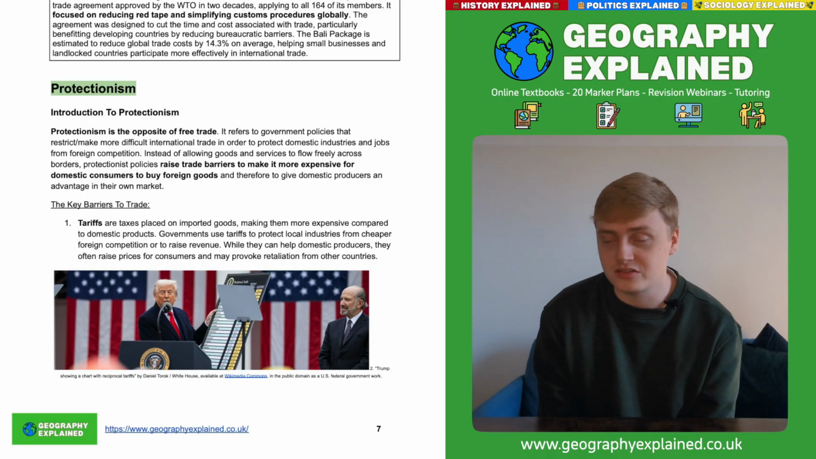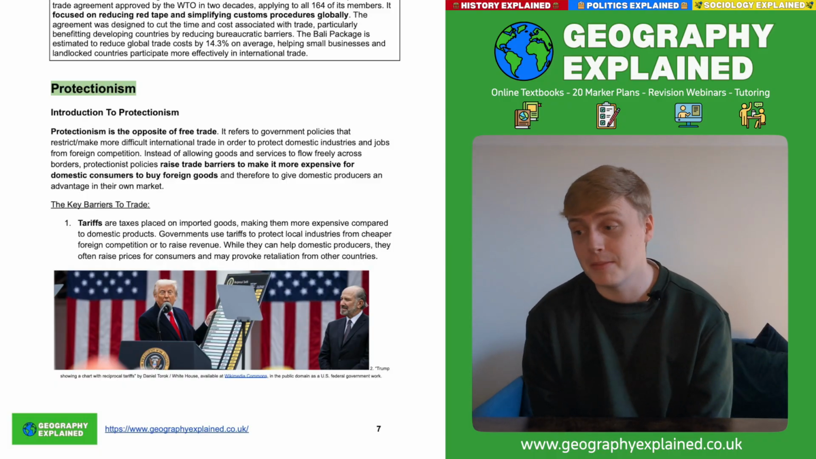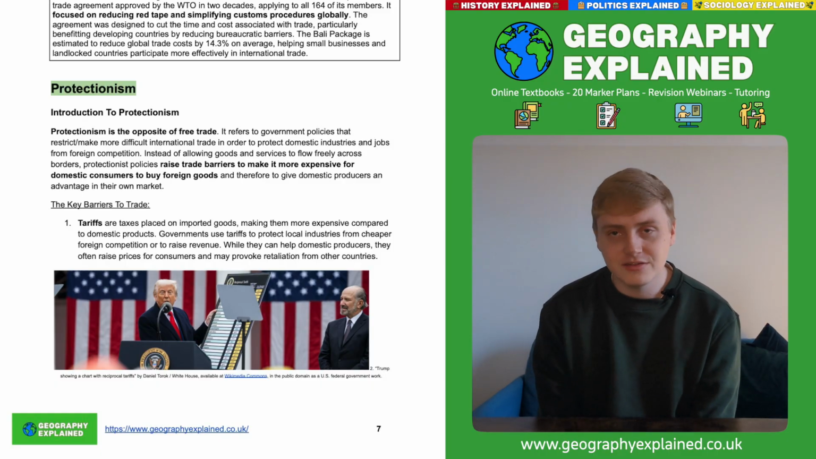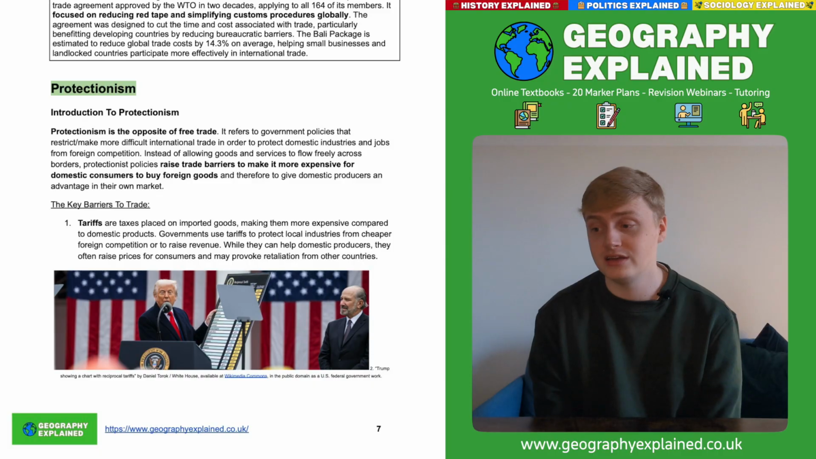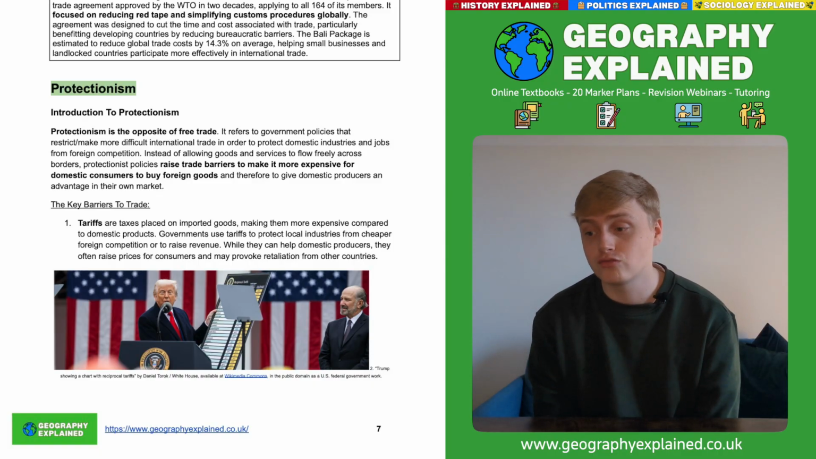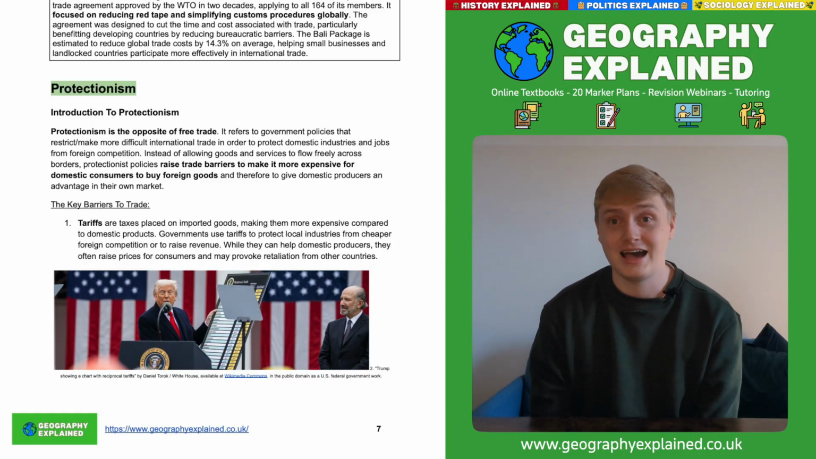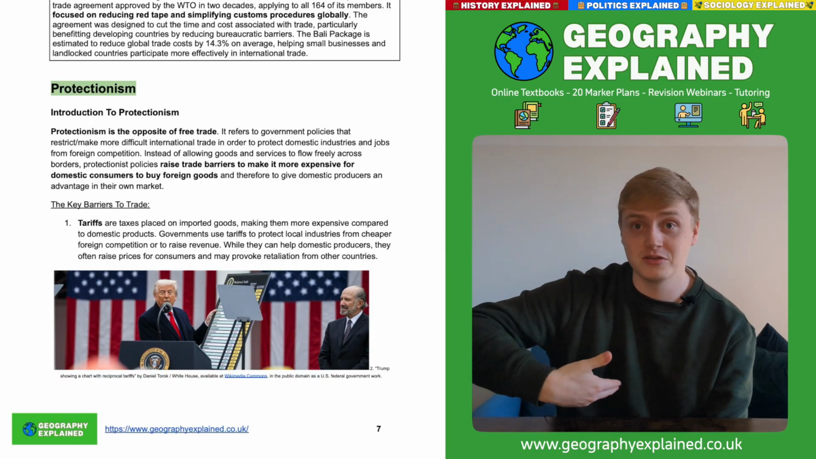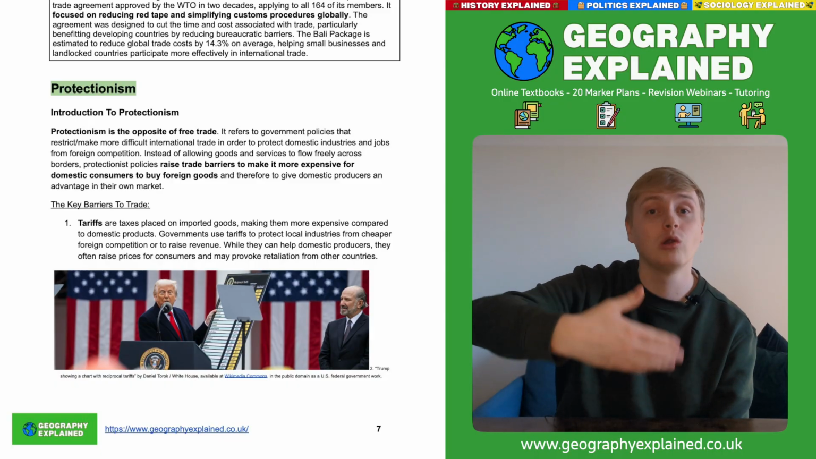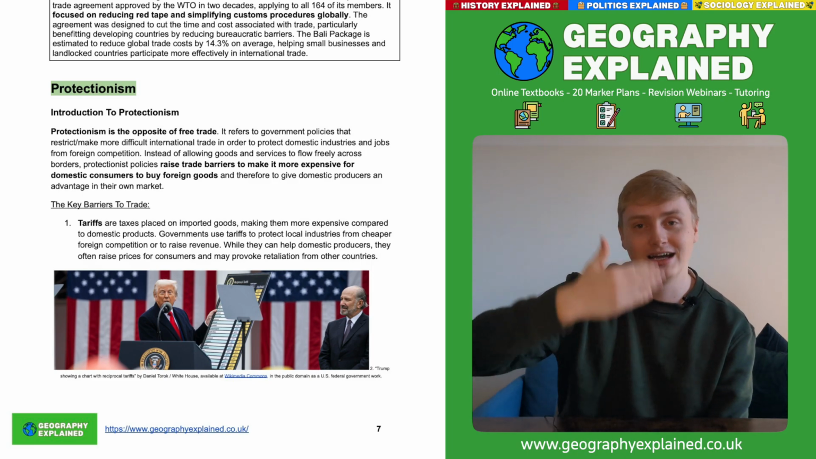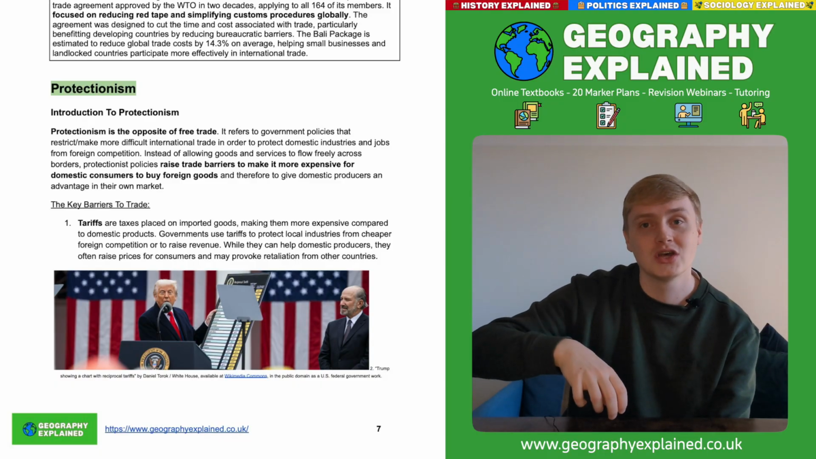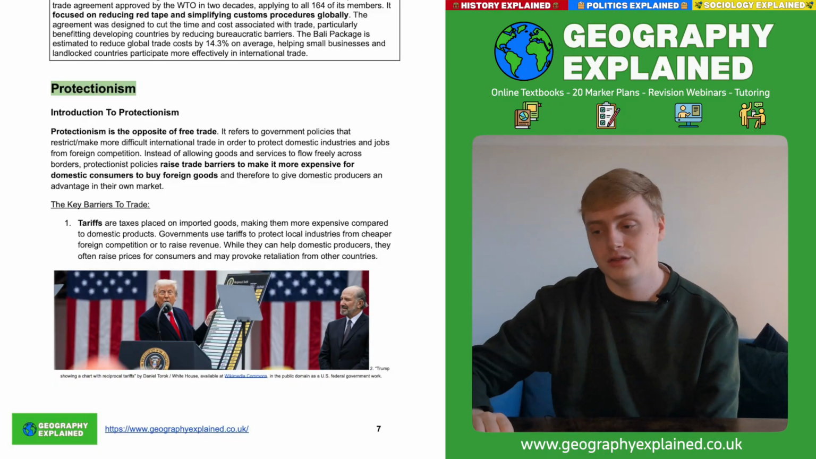And that's for a number of reasons. It can be to protect or promote domestic industries, so a country's own industries, from foreign competition. Instead of allowing goods to flow freely between different borders, protectionist measures raise trade barriers to make it more expensive for domestic consumers to buy foreign goods. Therefore, if I'm in the UK and it's made more expensive for me to buy, for example, a computer from Japan, I'm more likely to buy a computer from the United Kingdom. So that's how they try to promote domestic industries. They try to convince their own consumers to buy from their own industries rather than from abroad.